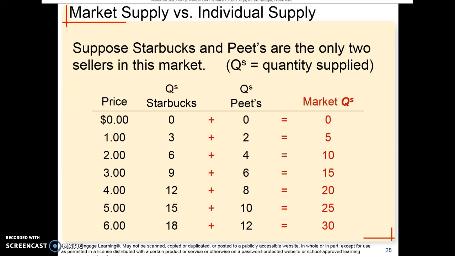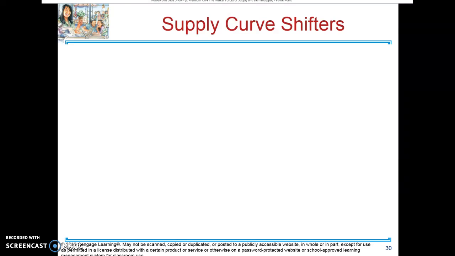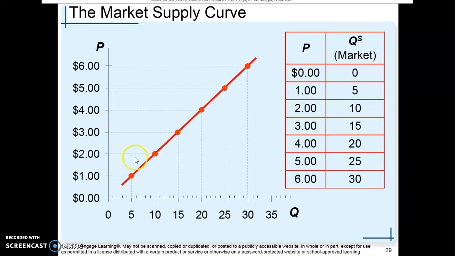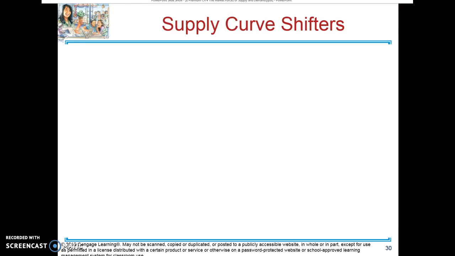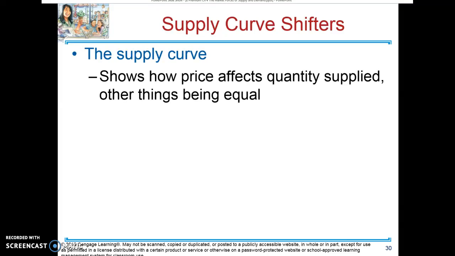So the market supply is here in this graph on the far right. And we're going to graph the market supply. And again, remember, it's upward sloping and looks like this in red. Okay, just like demand, there are things that can shift the supply curve.